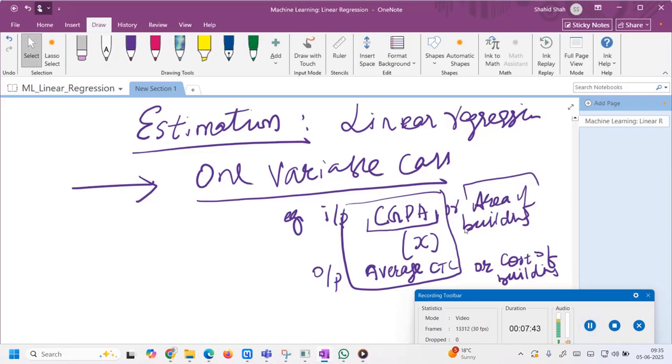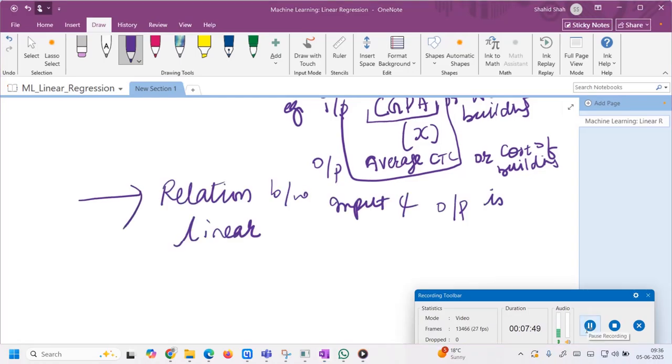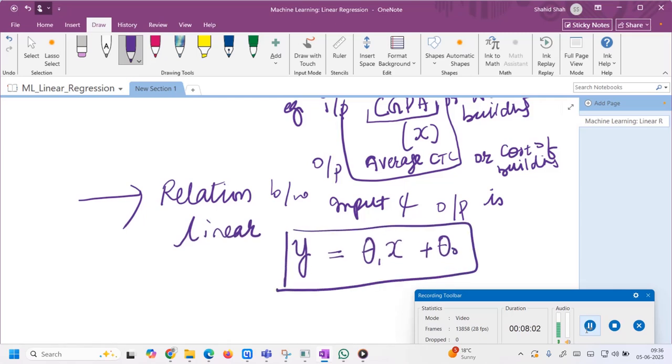So what will be the relationship? In linear regression, we assume that the relationship between input output is linear. Something like this: y is equal to some theta 1 x plus theta 0. Okay, so what are these theta 0 and theta 1? They are actually some fixed constants, and in this jargon of machine learning we call them model parameters. And if you somehow get their values, you have a relationship between input and output.